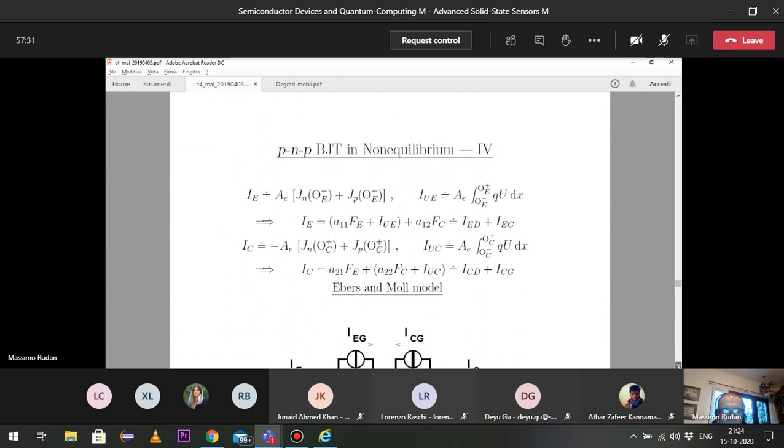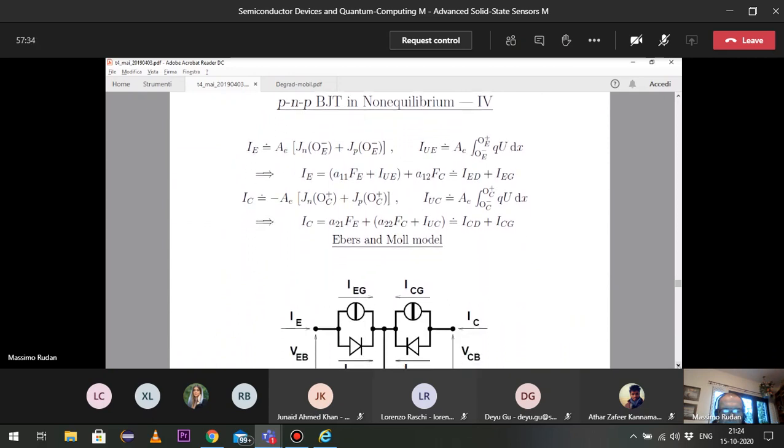Conclusion. With these symbols, we define the total current of the emitter, including also the recombination current density, because you see there is OE minus and also OE minus here. JN and JP are both calculated at OE minus. So this is the total current of the emitter.